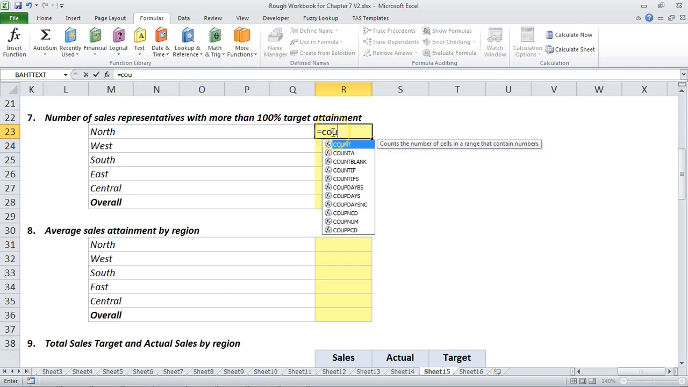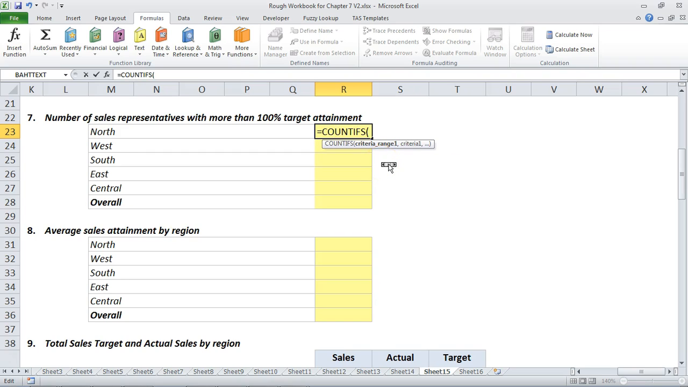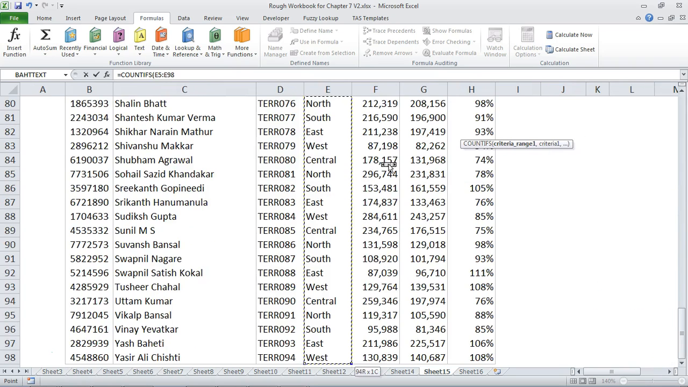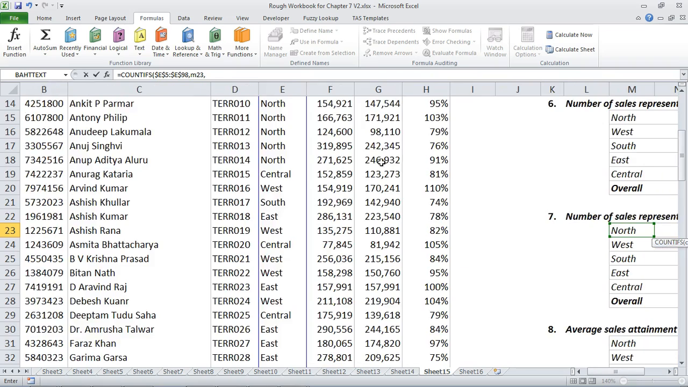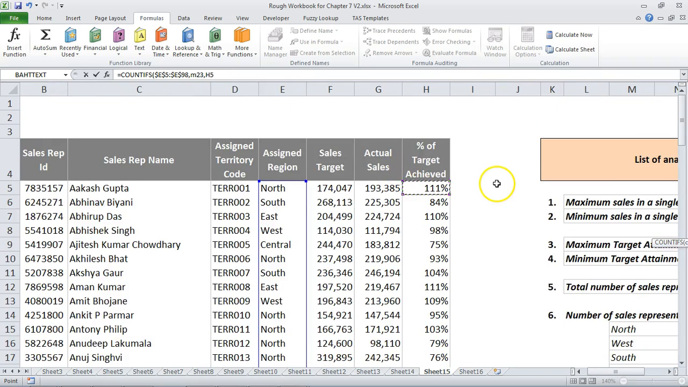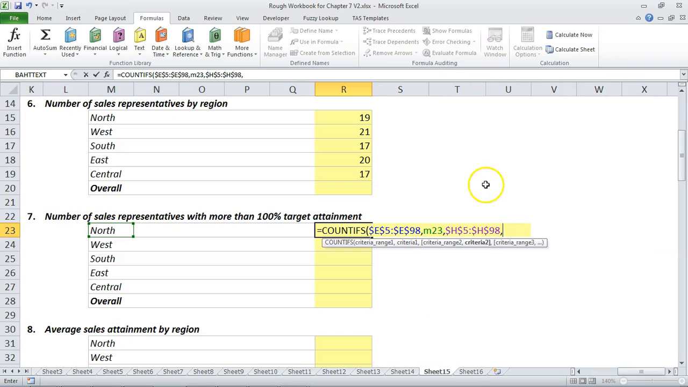We can write equal to COUNTIFS, followed by the first criteria range, which is the range containing the region names, so E5 to E98. And again, we use absolute references. The next argument is the first criteria, which in this case is cell M23. This part is just like the previous example. Now the next argument is the second criteria range, which in this case should be the range containing the target attainments, so H5 to H98. And the next argument is the second criteria, which should be greater than 100%.